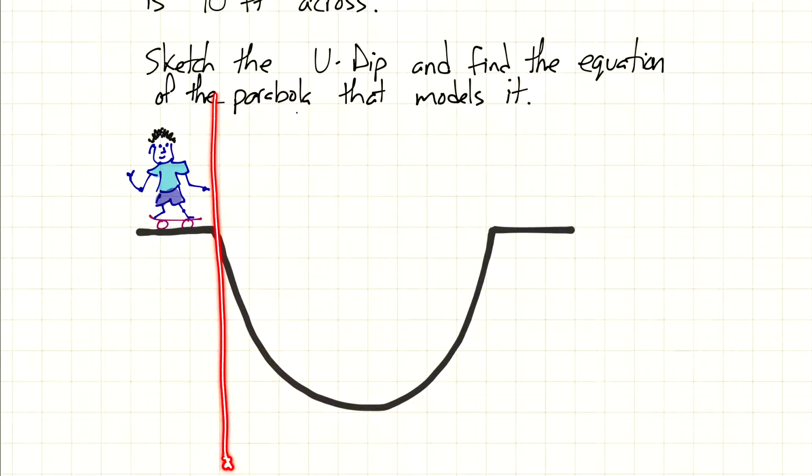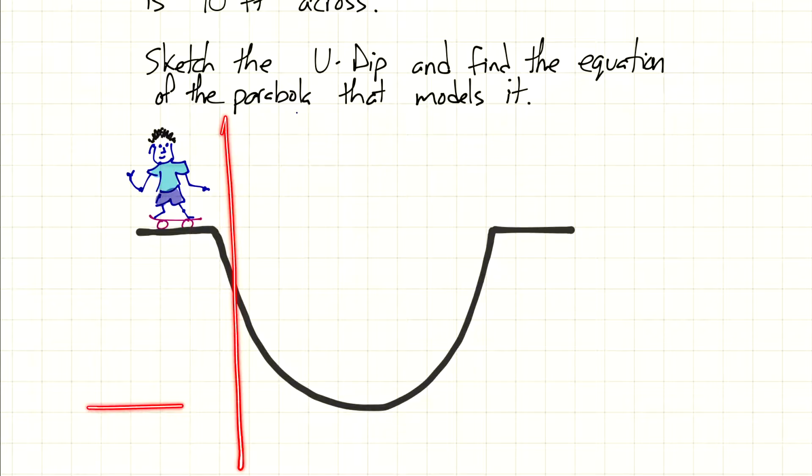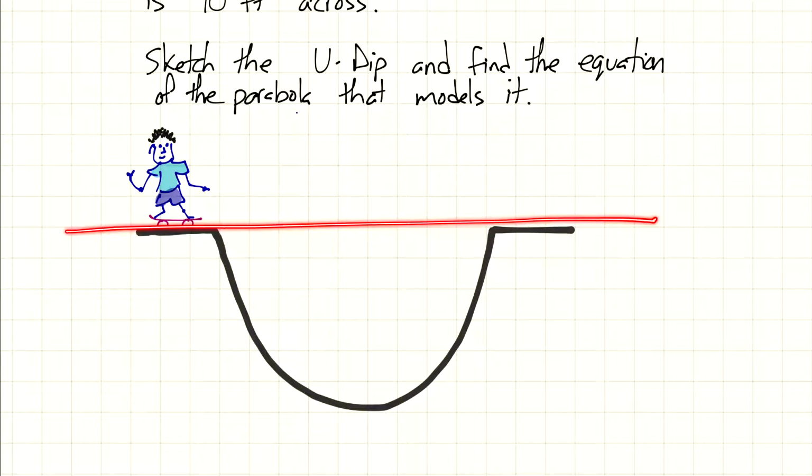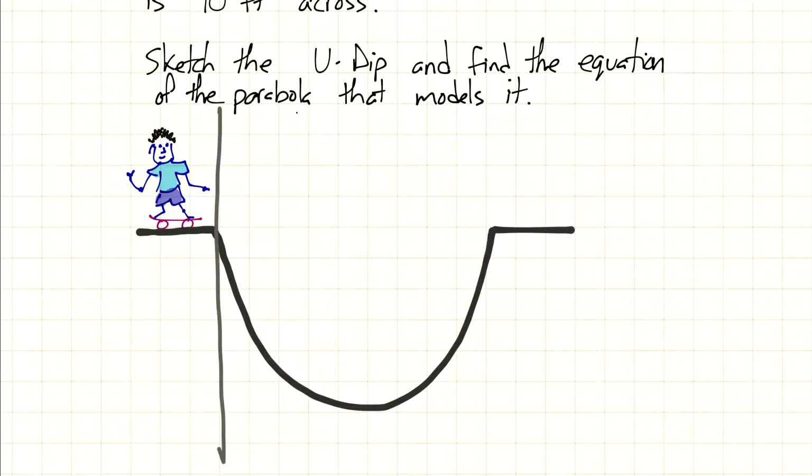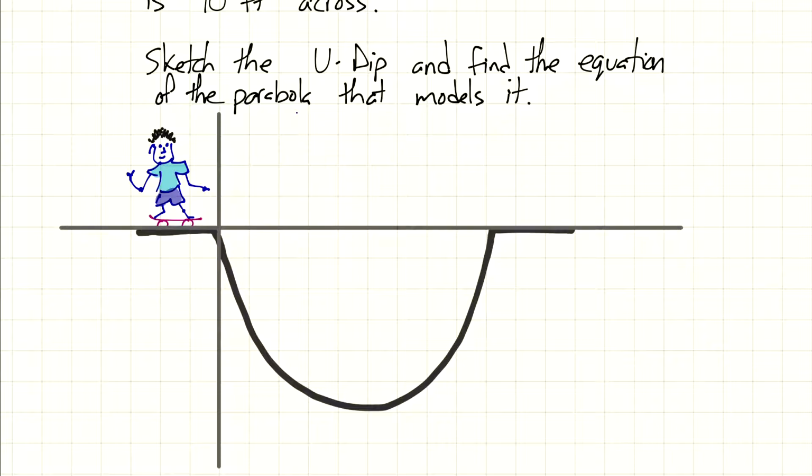You could put the y-axis here. You could decide if you want to do the x-axis going straight across like ground level. That's an option. Or if you want to pretend the parabola's vertex is on the x-axis, that's another option as well. I like to keep the x-axis at ground level, so I'm going to just keep it there. I'm going to make this my y, and I'll make this my x.